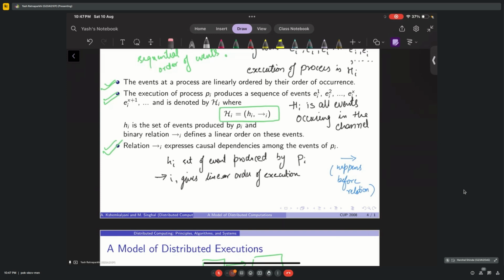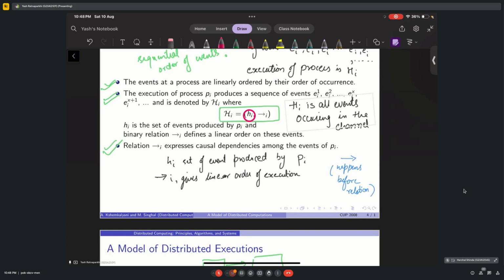As I told, a particular process will have a number of events, and each event will be lined up E1, E2, E3 till Ex, and that is denoted by hi. So what is hi? The small hi is the set of events produced by a particular process Pi. And this capital H is the union of all the processes, so it is basically all the events happening in all the processes. If we create a subset of it, it will be equal to capital H.